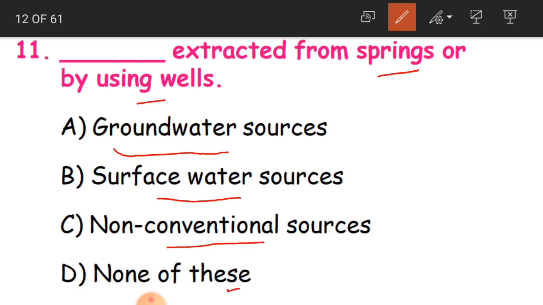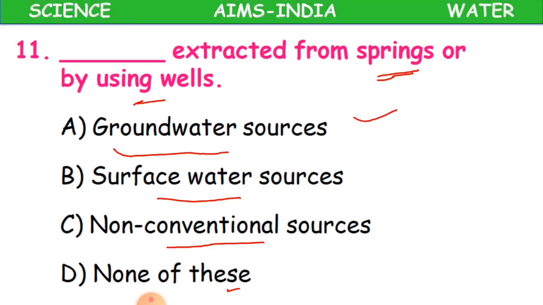Groundwater sources are like which is under the ground. That water is extracted, in the sense it is taken out through springs and by using wells. Okay children, surface water sources are which we can see on the surface. Like rivers, lakes and all that. And non-conventional sources are the sources which are generated by wind and tides and all this. Okay children, so the answer is A, groundwater sources.